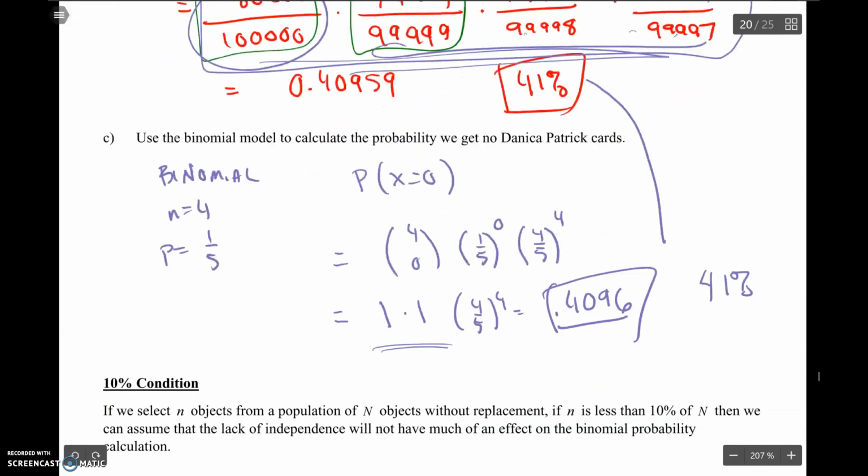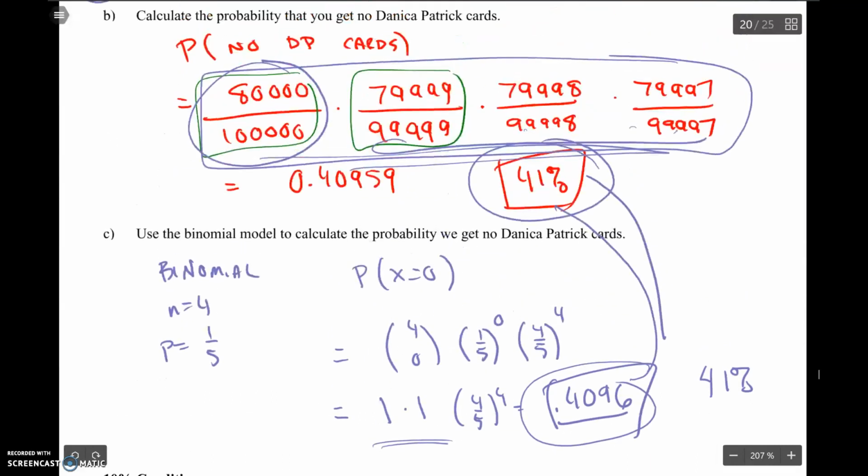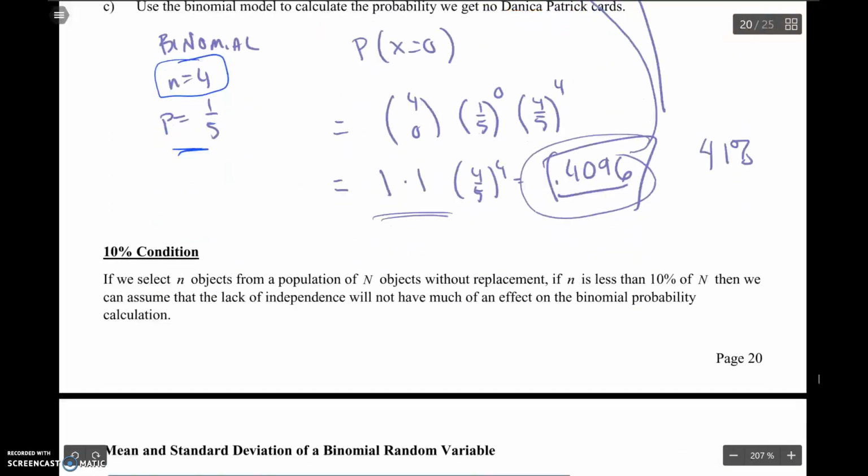So when are these approximations going to be pretty good approximations of this? It's not always going to work. It kind of depends upon how many people are in the population. It depends upon how many we're selecting out of it. I was going to say it depends upon something else, but I don't think it does.